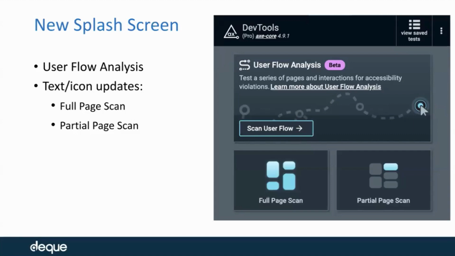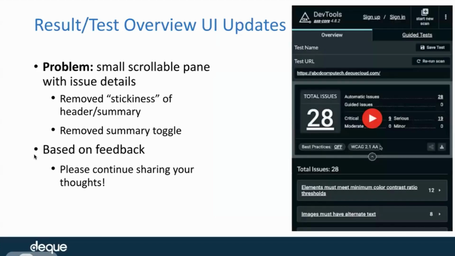We removed some noisy background images. And then we updated the text and the icons for the primary buttons on the page, which are full page scan and partial page scan. They used to say scan all of my page, scan part of my page. And we've already gotten some feedback even on that change. Just wanted to mention that. I will actually show a demo here in a second of a different update, and that is on the results screen, or the test overview, if you will.